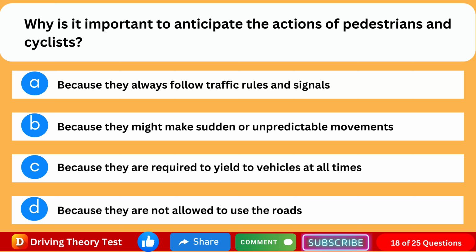Why is it important to anticipate the actions of pedestrians and cyclists? Option A, because they always follow traffic rules and signals. Option B, because they might make sudden or unpredictable movements. Option C, because they are required to yield to vehicles at all times. Option D, because they are not allowed to use the roads.